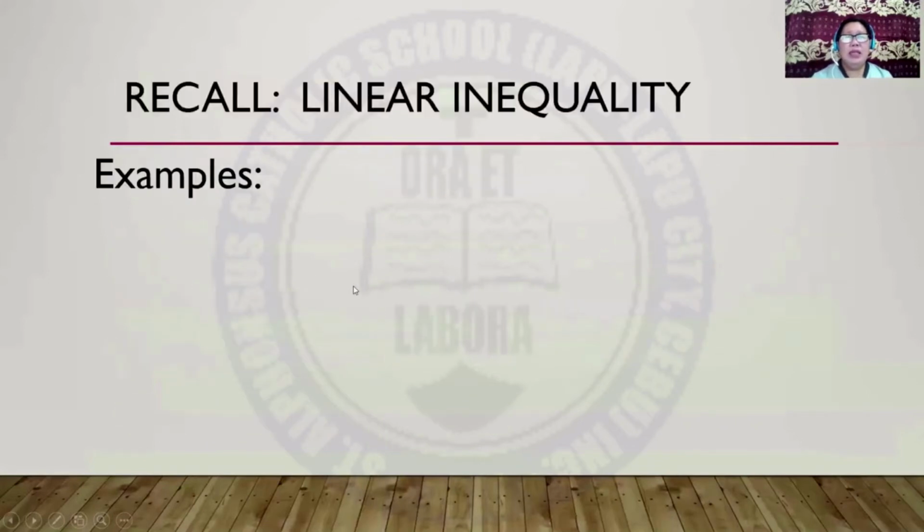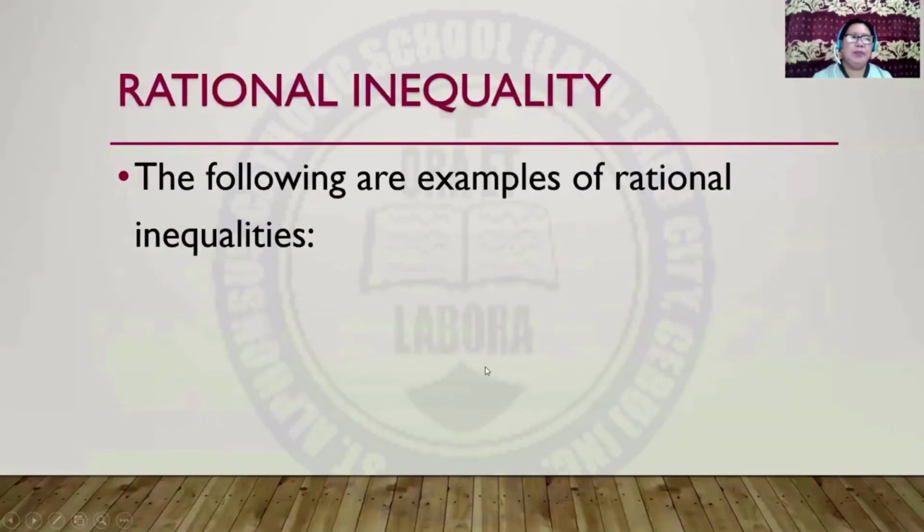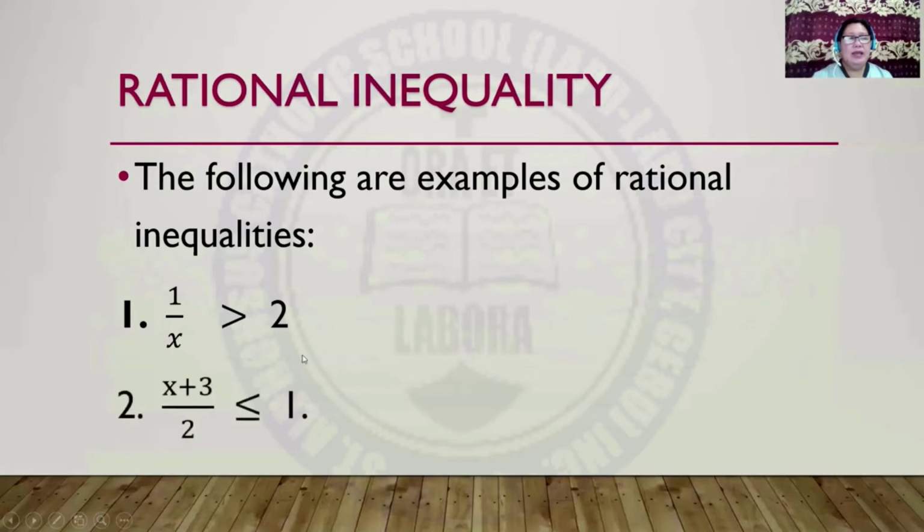Let us recall linear inequality. For example, x is greater than or equal to 5; x plus 3 is greater than 0; and negative 2x plus 4 is less than 2. Let us also have examples of rational inequalities: 1 over x is greater than 2, and (x plus 3) over 2 is less than or equal to 1.